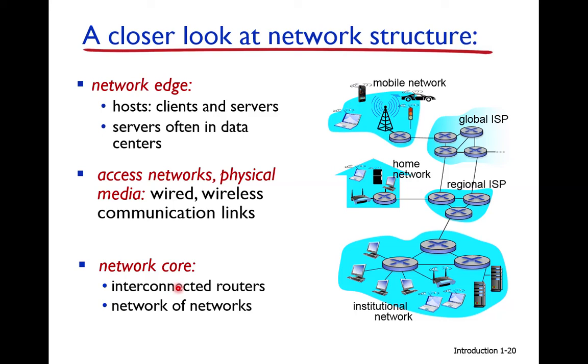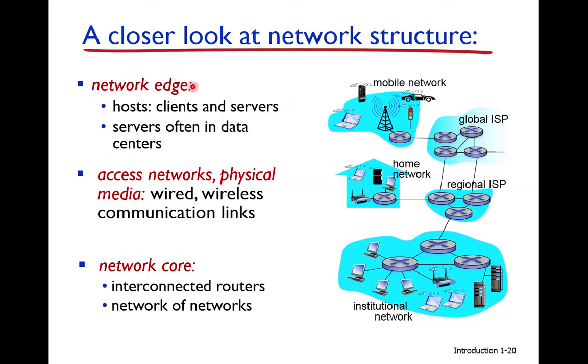The core network is the interconnected routers. The routers are interconnected to each other. These are called the core network. It is also called a network of networks because this is one network, this is another network, this is another network, and they are connected to each other. This is called the internet.